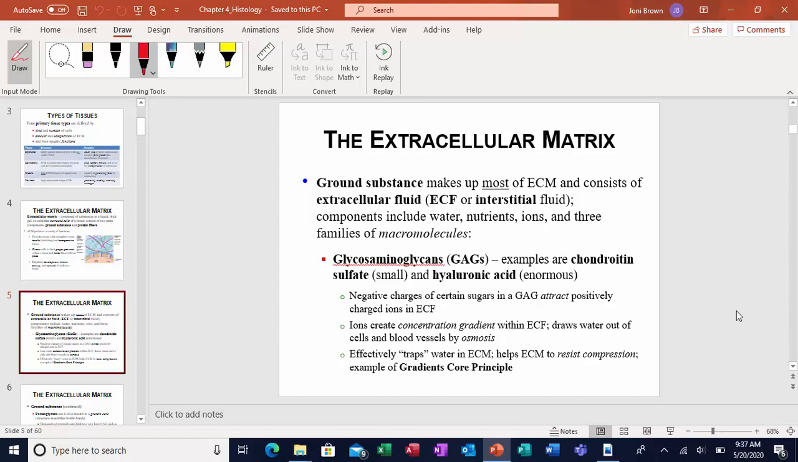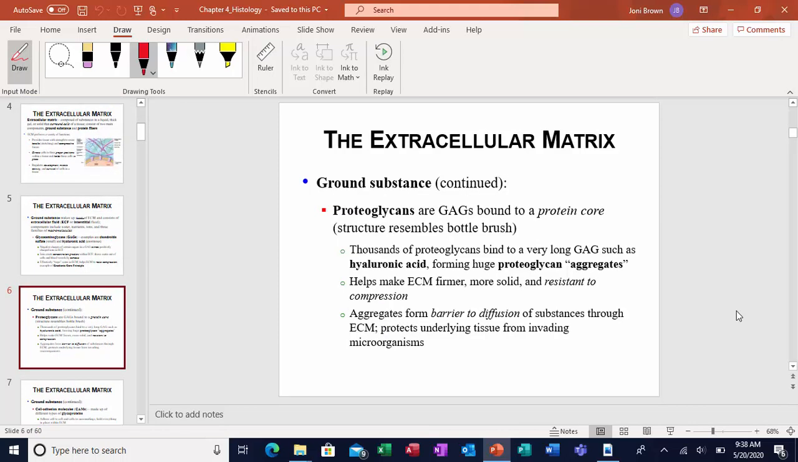There's 3 families of macromolecules, big molecules there. There's the glycosaminoglycans, and that helps to trap water in the extracellular matrix so that it resists compression. And these same macromolecules, glycosaminoglycans, create a concentration gradient to draw water out of the cells and blood vessels. The second in the ground substance macromolecule is the proteoglycans.